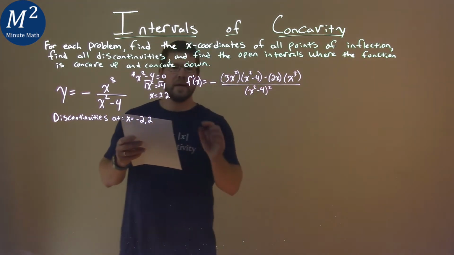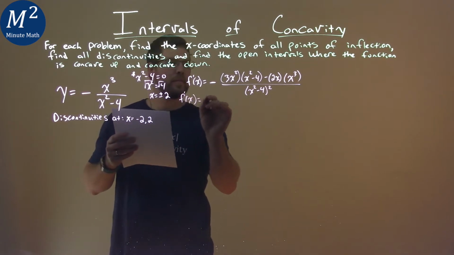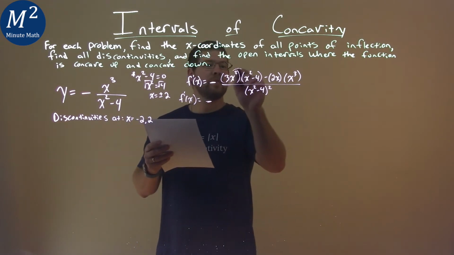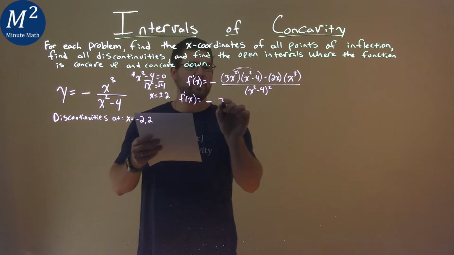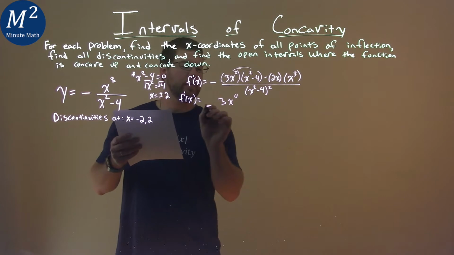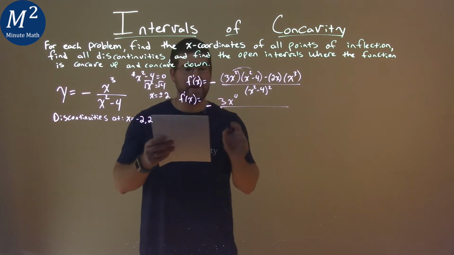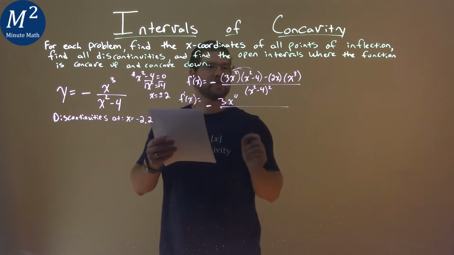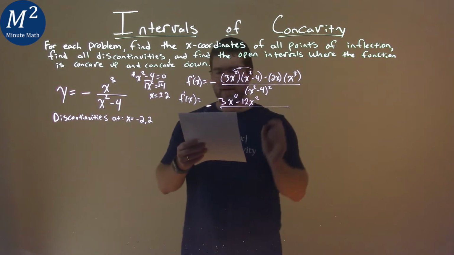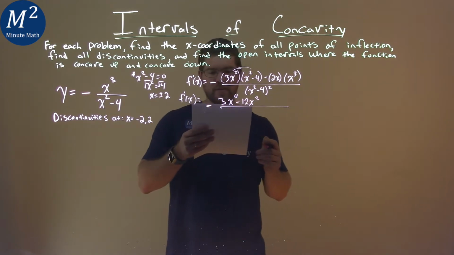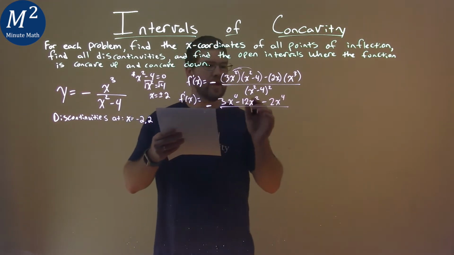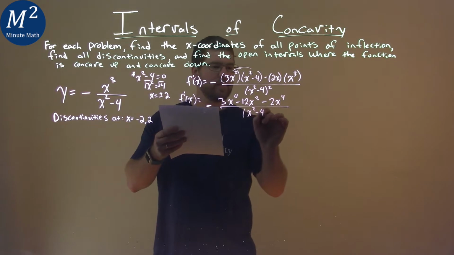All right, let's simplify where we can. F prime of x: the negative stays up front, but we just multiply this out. 3x squared times x squared is 3x to the fourth power. Just so I don't forget that negative there. Then 3x squared times a negative 4 is a negative 12x squared. And then 2x times x to the third power is 2x to the fourth power, and we subtract that. Our denominator is still x squared minus 4, all squared.